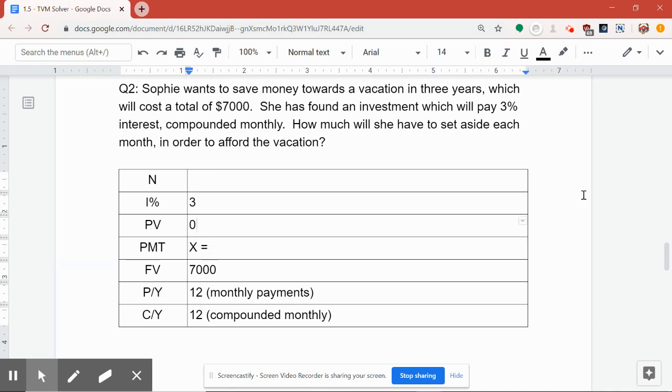There was no lump sum investment in this case. And she wants to save this money for 3 years. So this will be 3 times how often the payments are made per year, which is 12. And putting that calculation into the TVM Solver will give us 36. So these are the values that are going to go into our calculator. Let's do the calculation now.